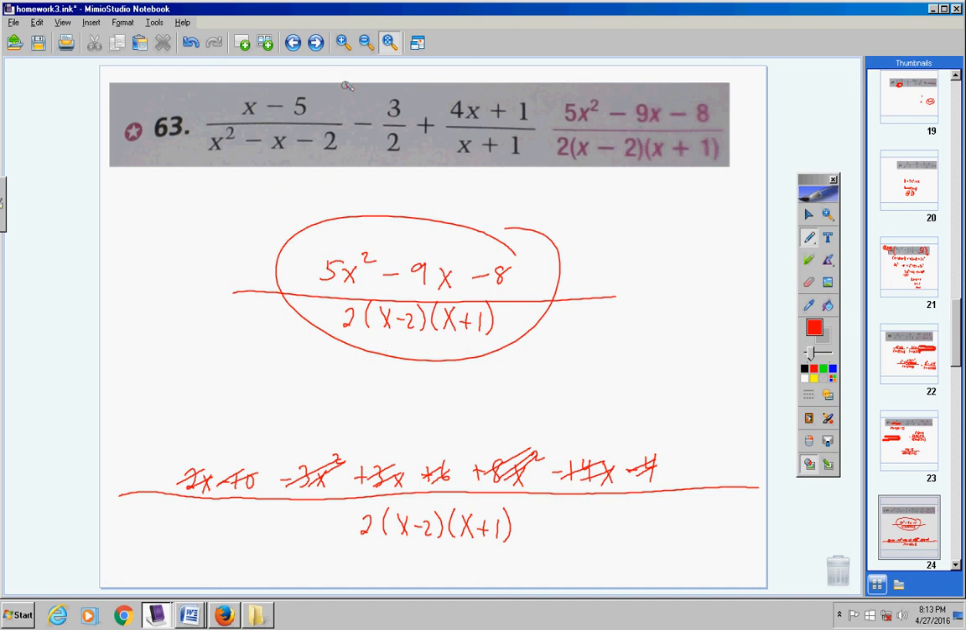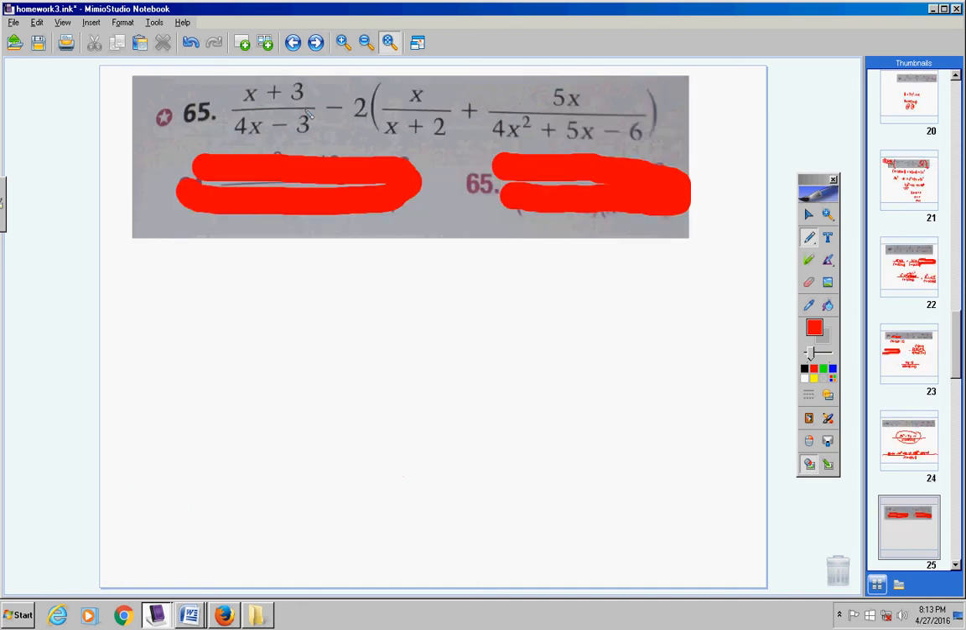Alright, number 65. Okay, well, we got our work cut out for us, don't we, guys? First of all, we need to factor this right here. This 4x squared plus 5x minus 6. So let's factor that down here, and then we'll bring our work up top. There's nothing common I can pull out. 4 times negative 6 is negative 24. So I want a positive 8 and a negative 3. Because when you multiply those, you get negative 24. And when you combine those, you get a positive 5.